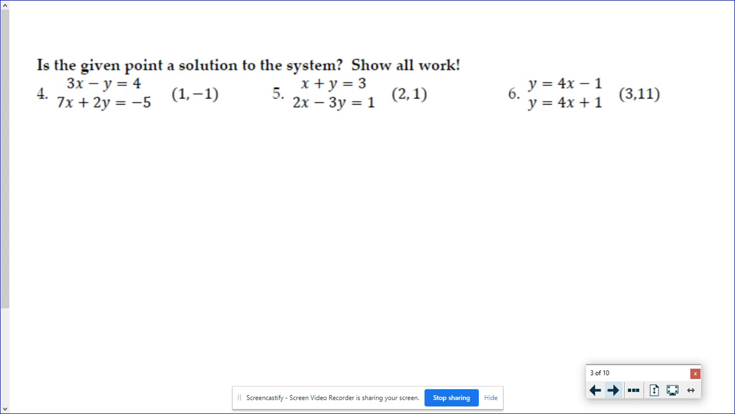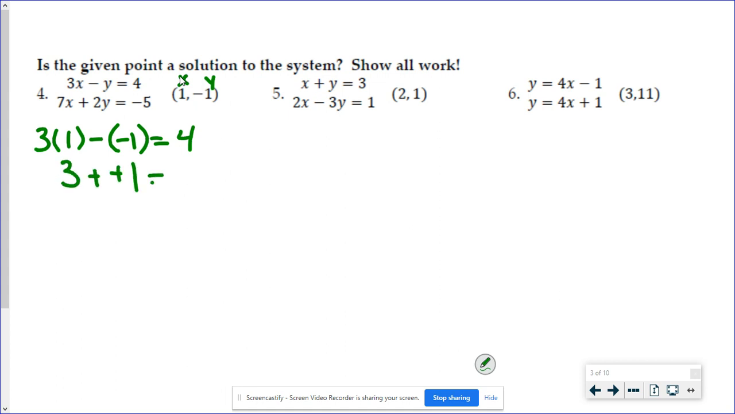In 4, 5, and 6, these are really yes or no questions, or solution or not a solution. I'm not asking if there is no solution. I'm asking if the point that I'm giving you is a solution. So what we're going to do on each of these is substitute. This is the x, this is the y. I'm going to put it into both equations. So in that top equation in number 4, I'll have 3 and then the x is a 1, there's my y. This is going to be 3 minus a negative 1, or plus a positive.